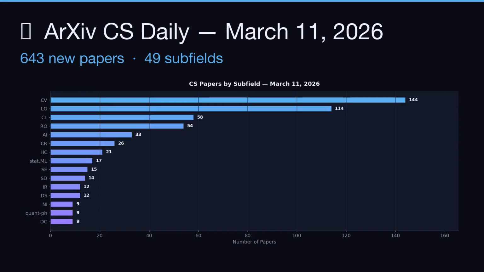We received 643 new computer science papers today across 49 subfields. Let's dive into the top picks.